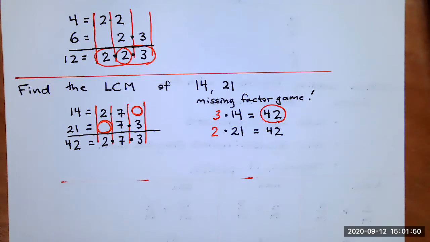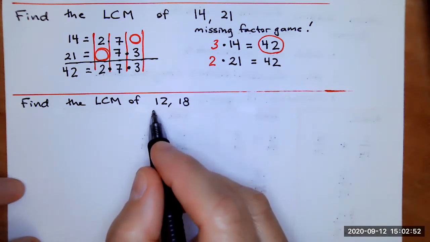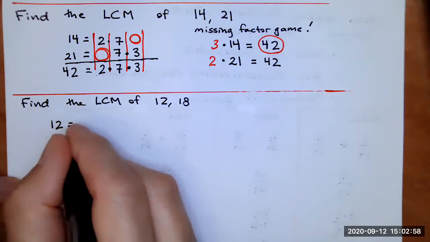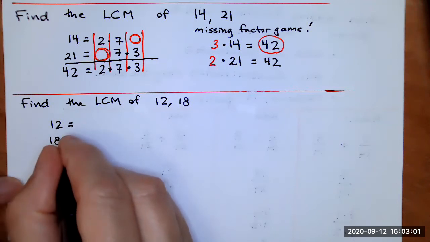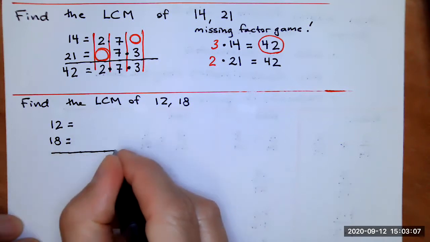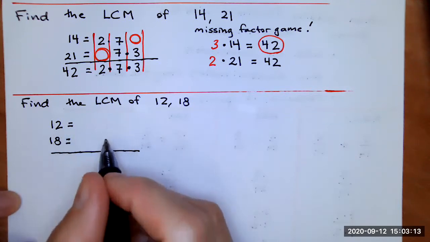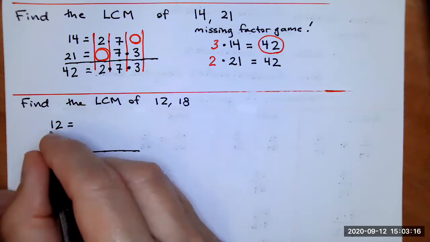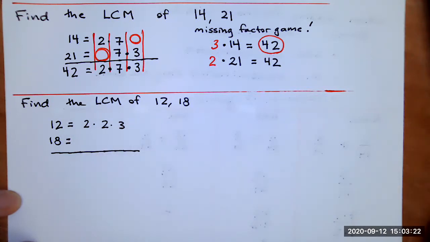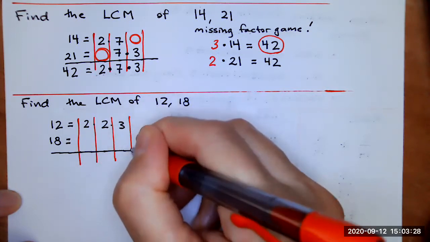All right, let's try another one. Let's find the least common multiple of 12 and 18. And if you want to make sure that you get the smallest number, you want to only use prime numbers in that chart. So we could write 2 times 6 or 3 times 4, but those are not prime numbers. To break it all the way down, you would get 2 times 2 times 3. And we make our columns. That's a 2 column and a 3 column.